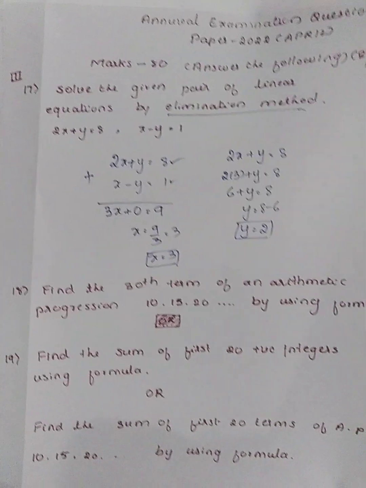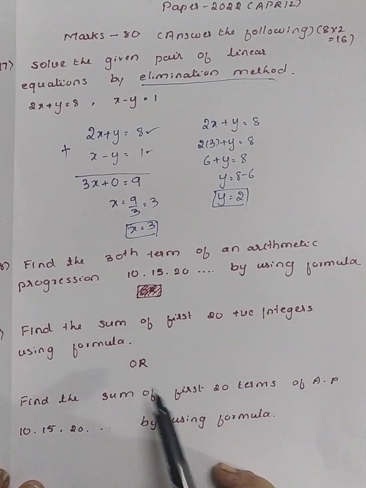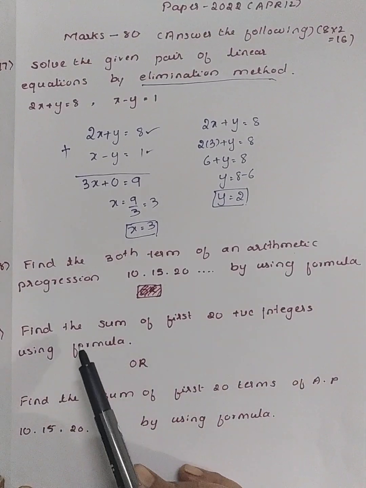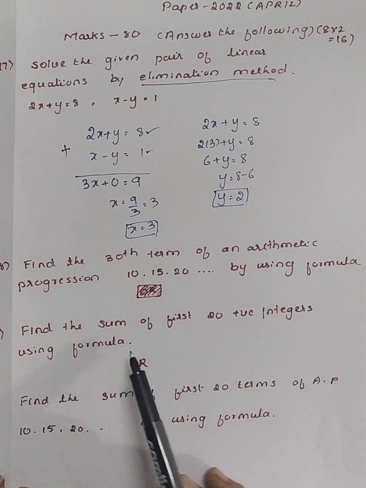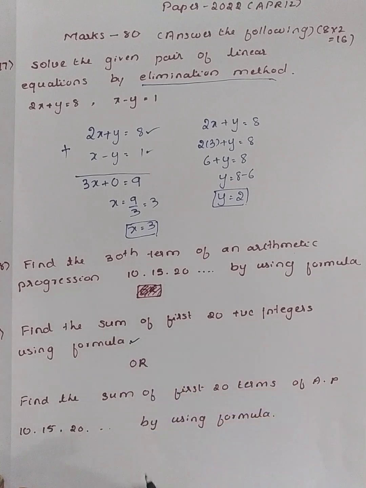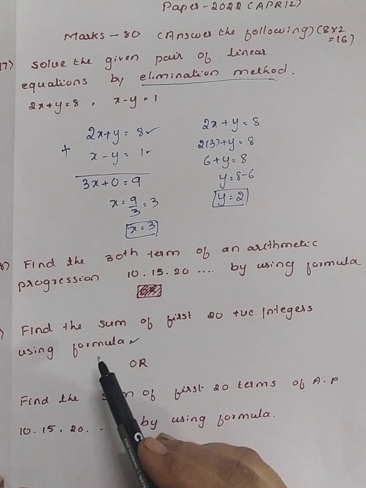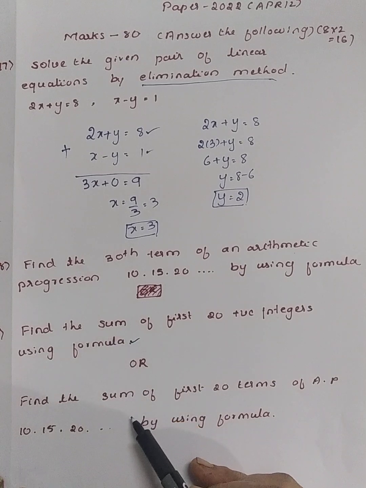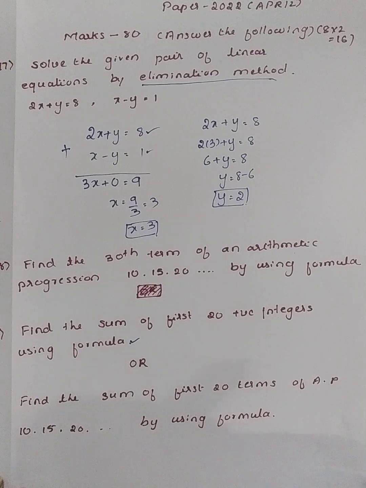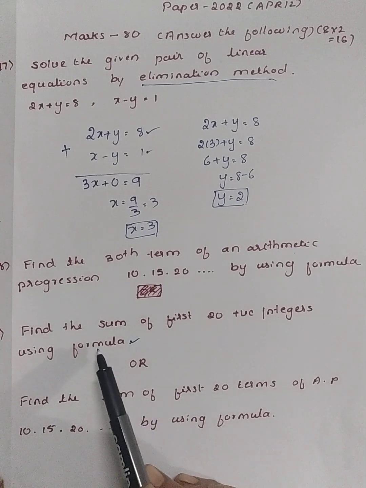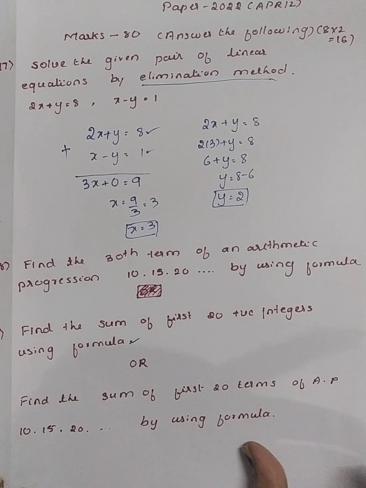Next, coming to the 19th question, there is an option, 2 questions are given. Find the sum of first 20 positive integers by using the formula, or find the sum of first 20 terms of an AP. Both ask for a sum. Either you can do this or do that. We will solve the first one, that is, find the sum of the first 20 positive integers.